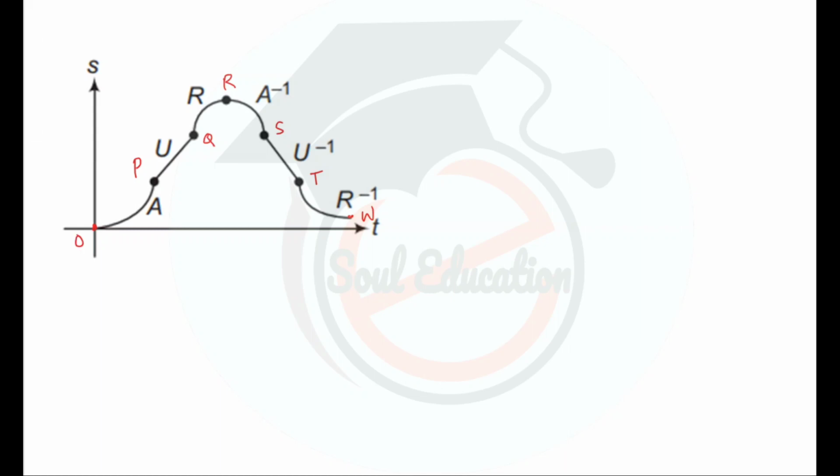So from O to P, how is my graph? So this is my graph. Correct? This is the graph we just saw. This is my XT graph or ST graph, everything is the same, the displacement time graph.